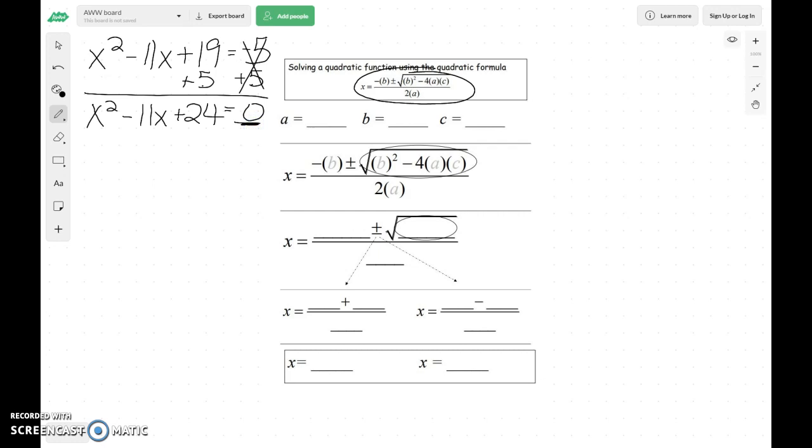So all we want to do next is we're going to start following this page. So now we're going to start finding A, B, and C. So that's something we're accustomed to. We know that A is the first number, which is what? 1. B is going to be the next number, next to the x, which is -11. And C is going to be equal to 24. So identifying A, B, and C is very simple. We just look at the numbers, how they fall, as long as we got it written in standard form.